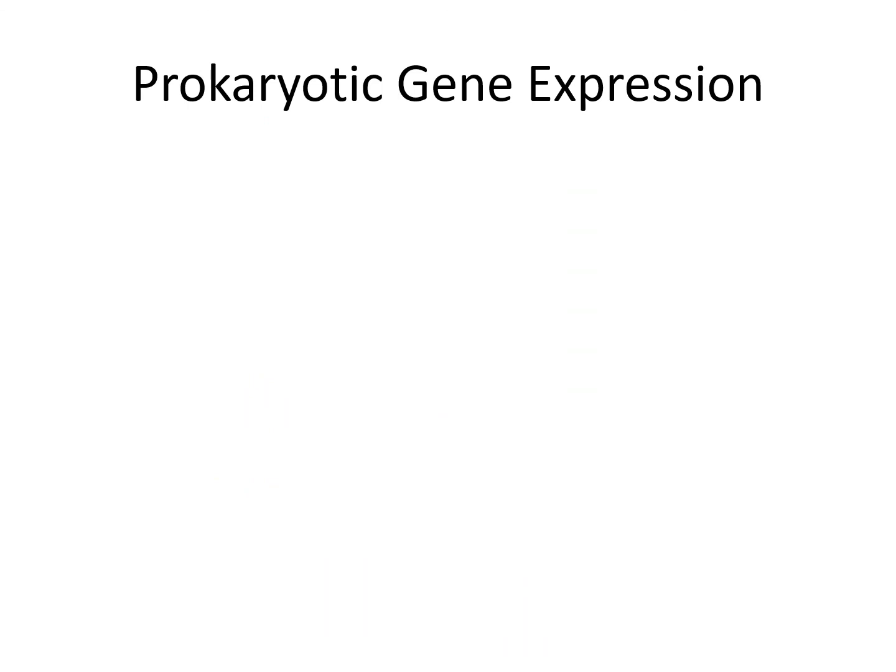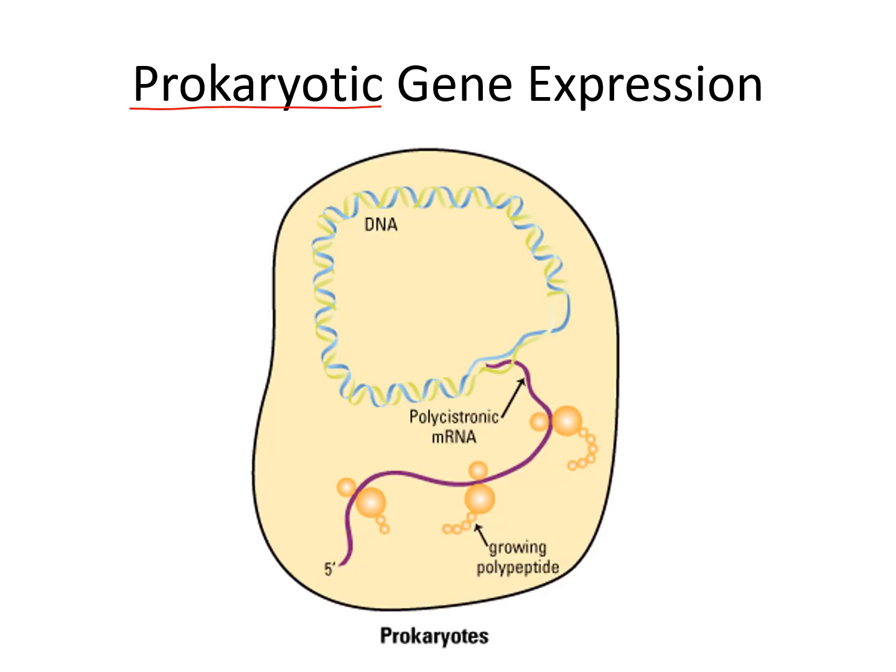Prokaryotic gene expression, on the other hand, can happen very quickly. And that is because of the structure of the prokaryotic cell, basically meaning that that prokaryotic cell does not have a nucleus. So this is an example of a prokaryotic cell where the prokaryotic genome, the circular genome, is out in the cytoplasm with the ribosomes. So that represents a ribosome.